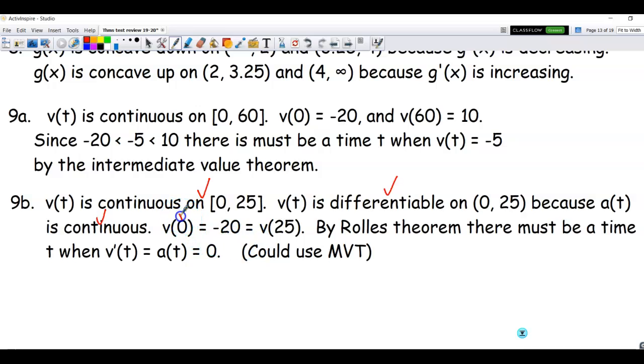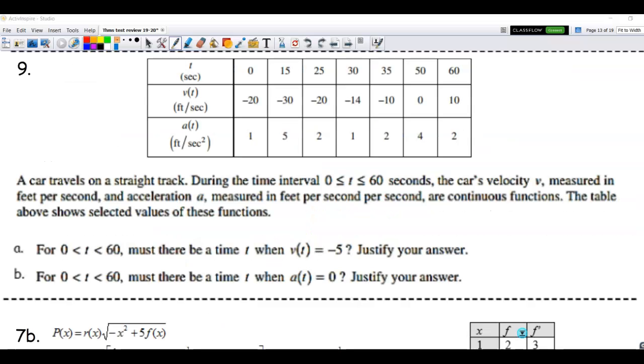I declared that v of 0 and v of 25 have the same y value of negative 20. And so I declared this to happen by Rolle's theorem, but I could have used the mean value theorem by showing the average rate of change is 0. So that is the review, and I will also do a video of the extra practice problems to support you. Acceleration, which would be another IVT situation. Let's see if we can make it happen.